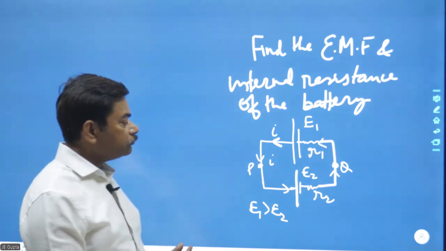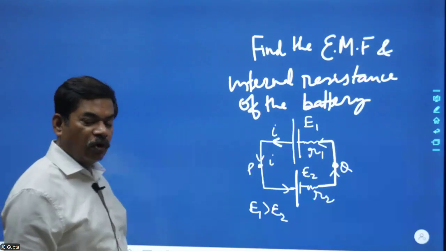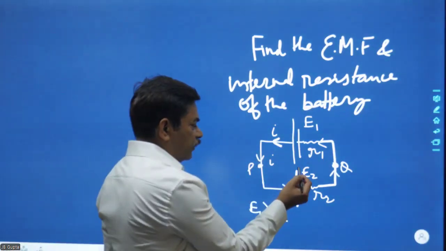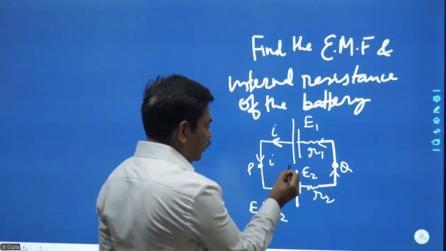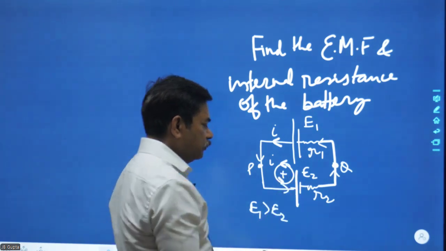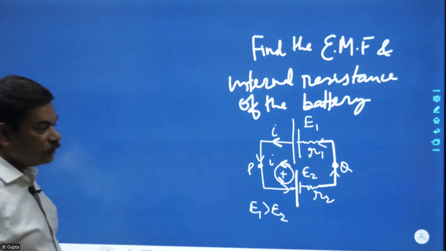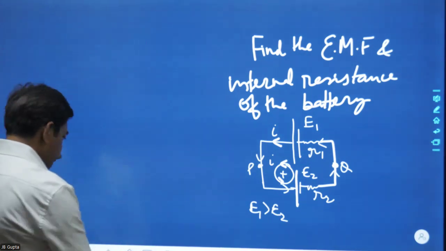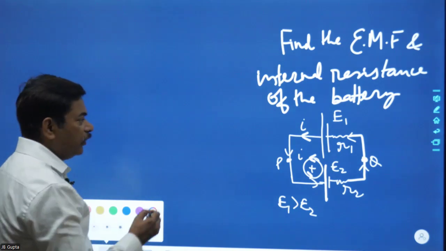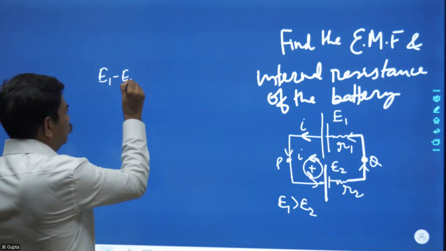So now we apply Kirchhoff's loop law for this loop. Let's say this direction is the positive direction. On one side of the equation, we'll be writing the net EMF. That becomes E1 minus E2.